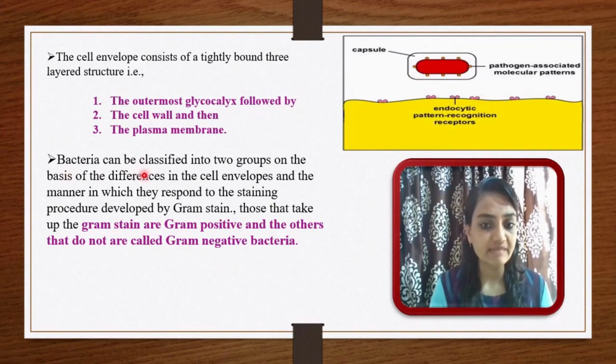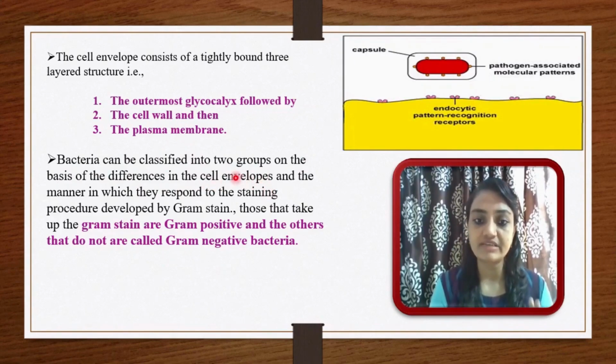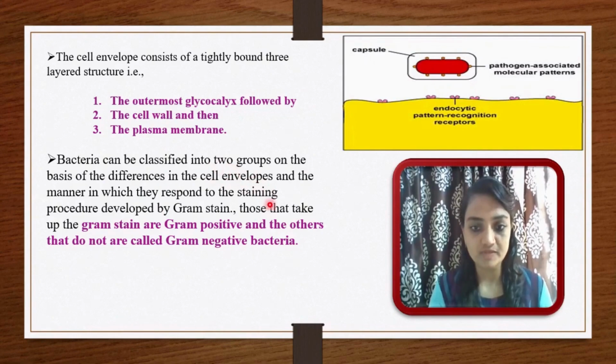So bacteria can be classified into two groups on the basis of differences in the cell envelope. In the cell envelope you can observe some differences between the bacteria. On the basis of that you can divide the bacteria into two groups, and the manner in which they respond to the staining procedure which was developed by the scientist Gram, the Gram stain. So on the basis of how they are stained, they can be divided into two groups.